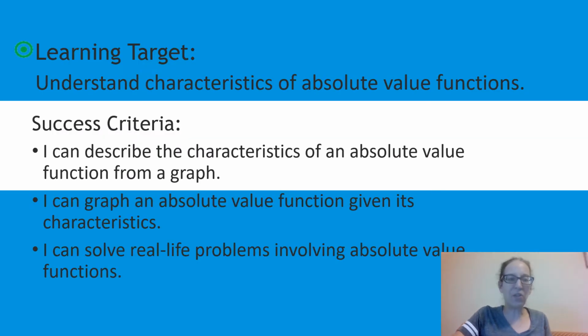So what's the learning target and success criteria for this lesson? The learning target is very broad: understand the characteristics of absolute value functions. How will we know if we understand the characteristics? Well, you can describe the characteristics of an absolute value function from a graph. What we'll be doing in class is I will hand everybody an absolute value graph, and as we go through each of the characteristics and I do an example, you will be working on your classwork to state the characteristics for your particular graph.